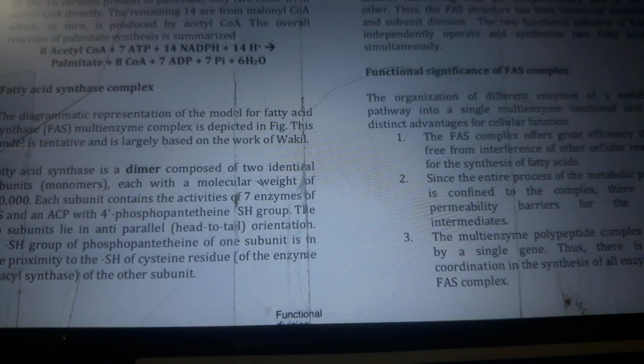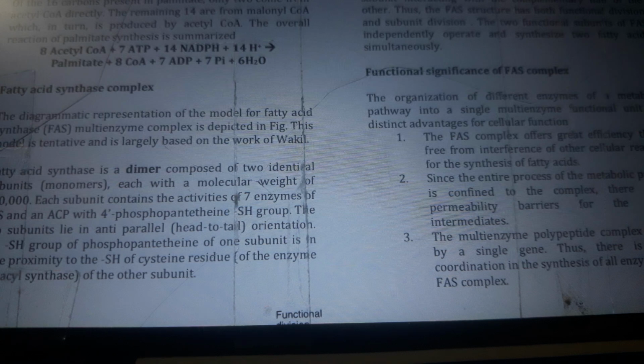Summary of palmitate synthesis. Of the 16 carbons present in palmitate, only 2 come from acetyl-CoA directly. The remaining 14 are from malonyl-CoA, which in turn is produced from acetyl-CoA. The overall reaction of palmitate synthesis is summarized: 8 acetyl-CoA plus 7 ATP plus 14 NADPH plus 14 H+ gives palmitate plus 8 CoA plus 7 ADP plus 7 Pi plus 6 water.